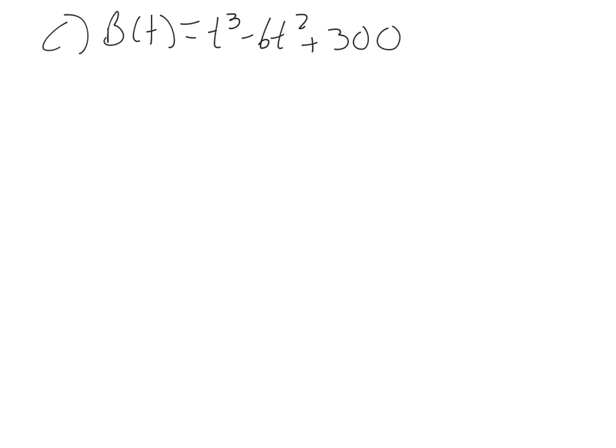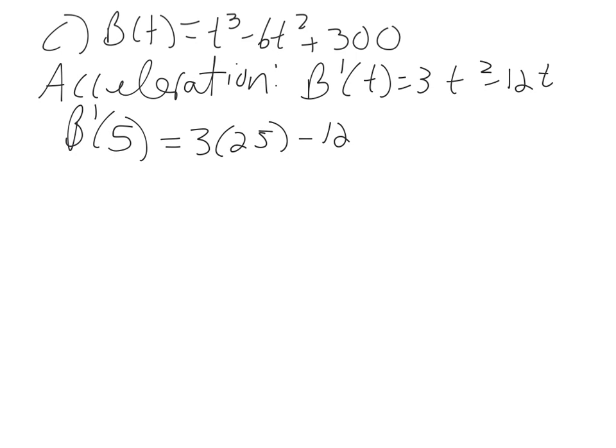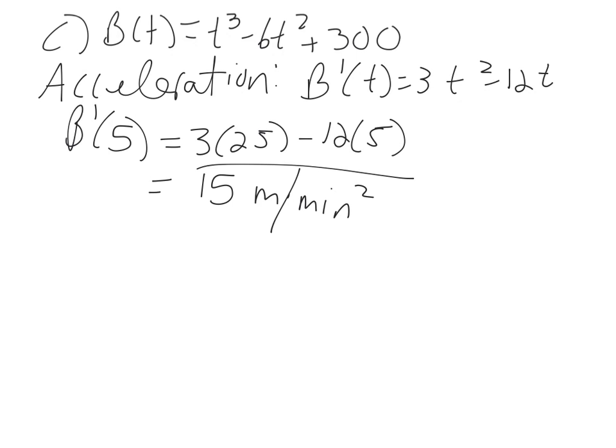Well, if this is Bob's velocity, so this measures Bob's velocity, so his acceleration is going to be the derivative of that. So then I just plug in 5, because they want to know when t is 5. And I end up getting, now do not forget your units, and since it's acceleration, you should have meters per minute squared. Meters per minute squared. So that's kind of the gimme one.